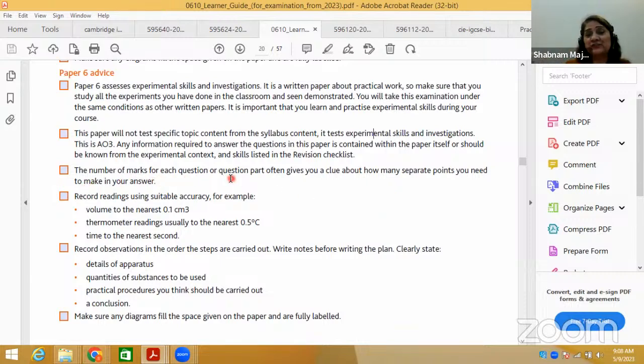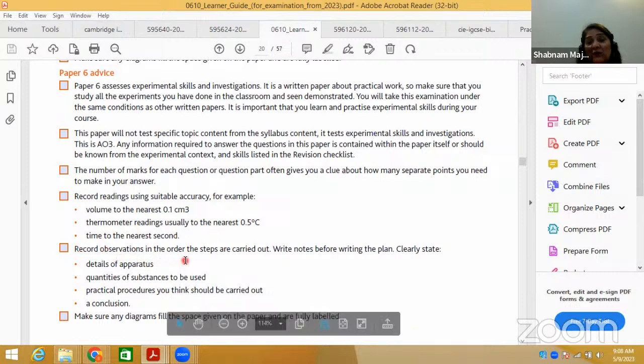The number of marks for each question or question part often gives you a clue about how many separate points you need to make in your answer. This is very common stuff. Record readings using suitable accuracy, for example, volume to the nearest cubic centimeter, thermometer readings, time to the nearest second, and record observations.